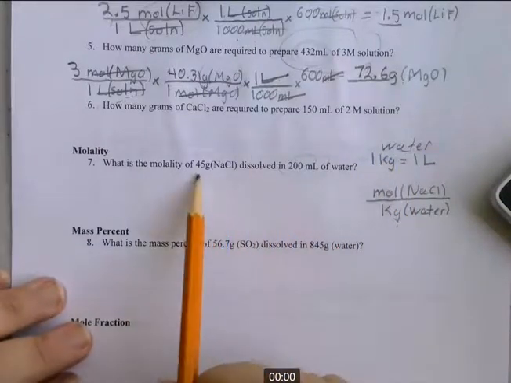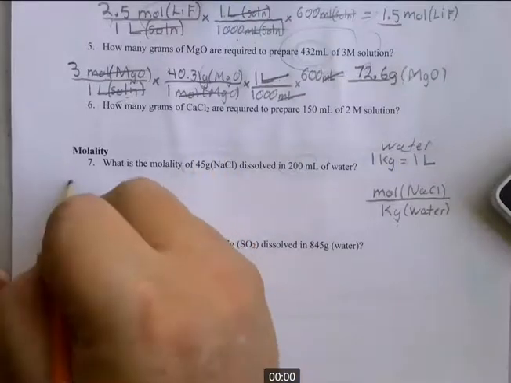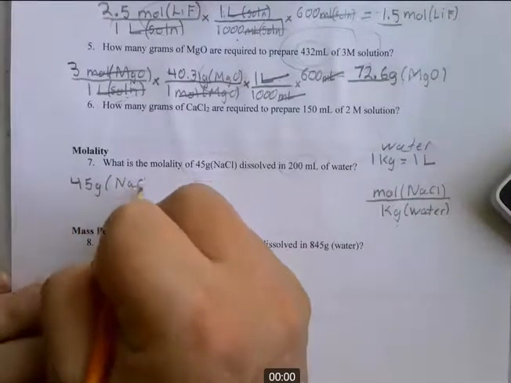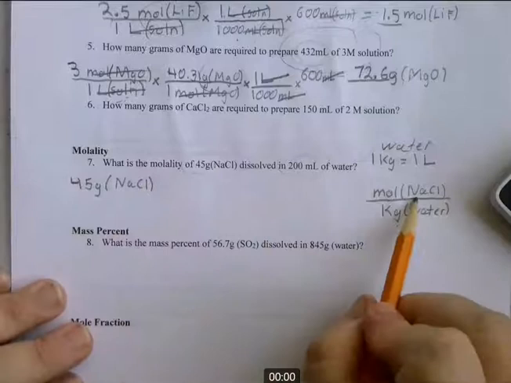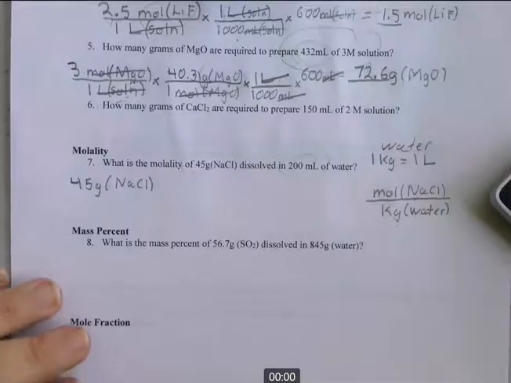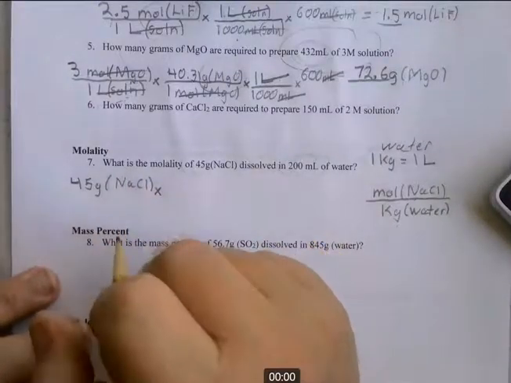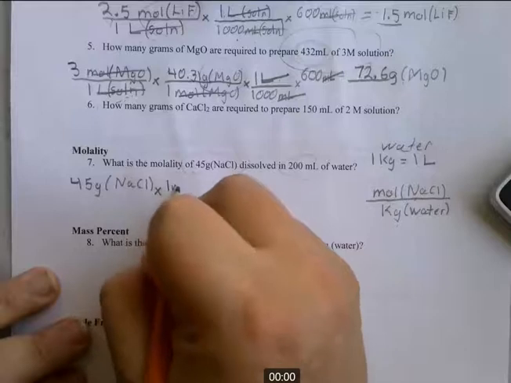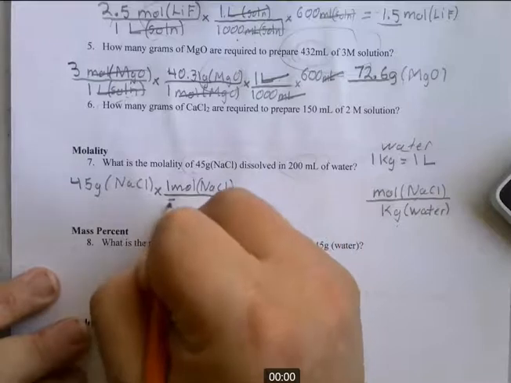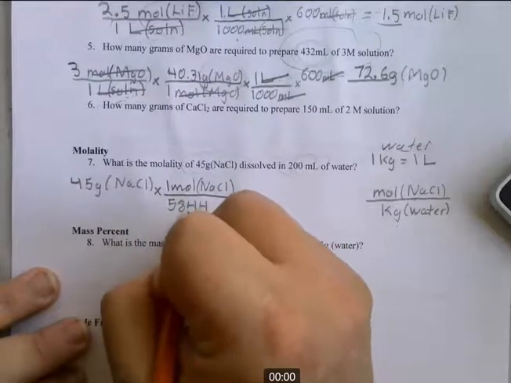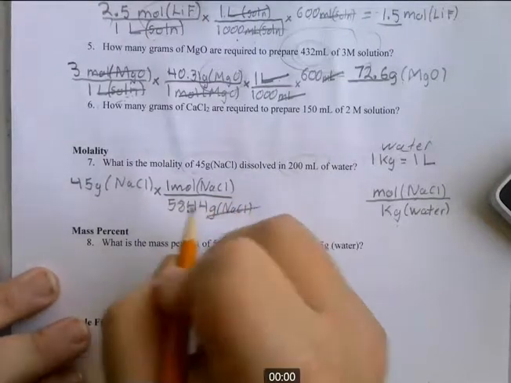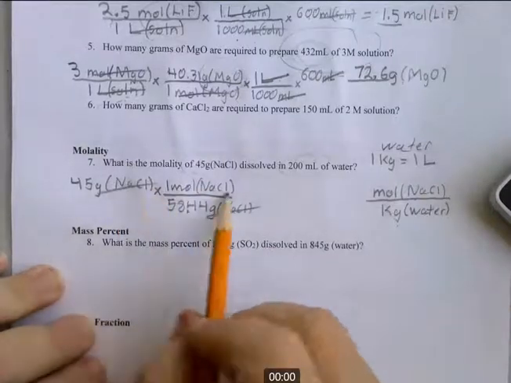Okay, so what do we start with? We start with 45 grams of NaCl. And we need to get to moles of NaCl on the top. That means we need to use a molar mass conversion. And so we figured that out earlier. And that is that 1 mole for every 58.44 grams for NaCl. Okay, so now we got it in moles for NaCl.